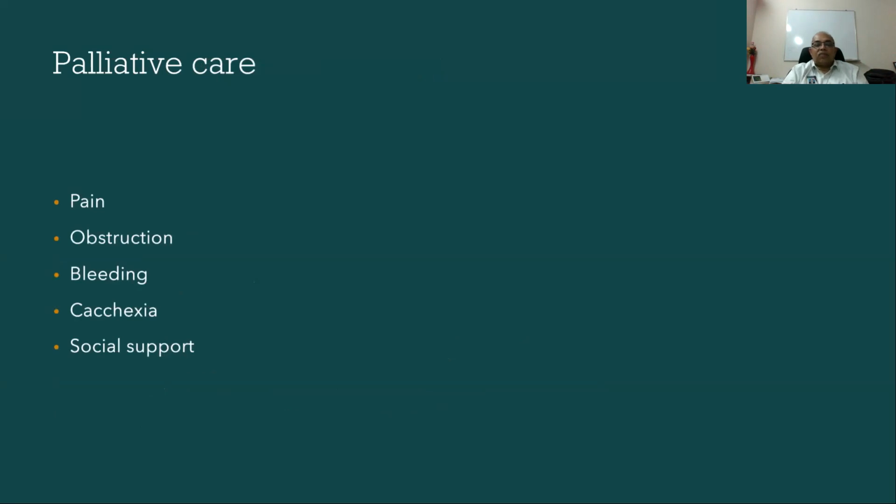And lastly, one mustn't forget that although we have all these tools in our kit to try and treat these tumors, the patient is the one who is in front of us, and he comes to us with certain symptoms. He may be having pain, he may be having bowel obstruction, he may be bleeding, he may be cachexic, and to add to all of this, he has a social problem. And it is important for us to address these problems as we continue to try and reduce the tumor burden or improve other symptoms that he might have.